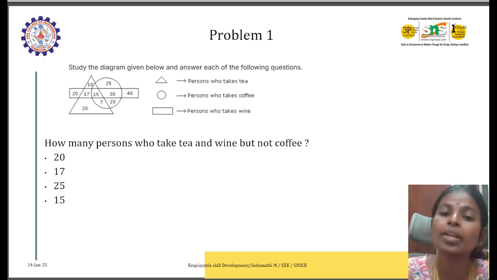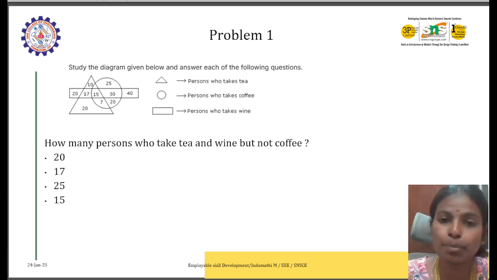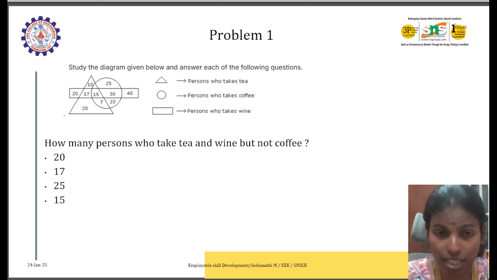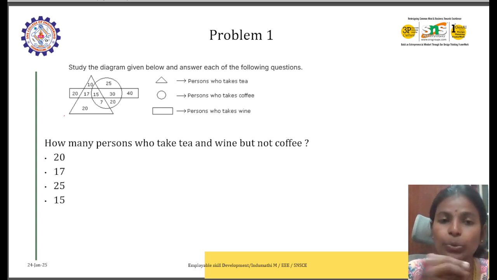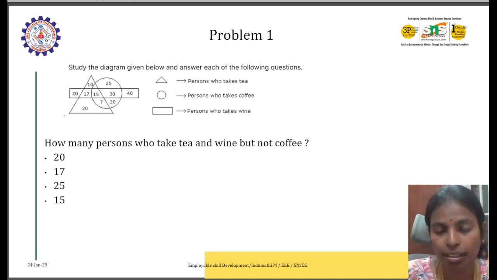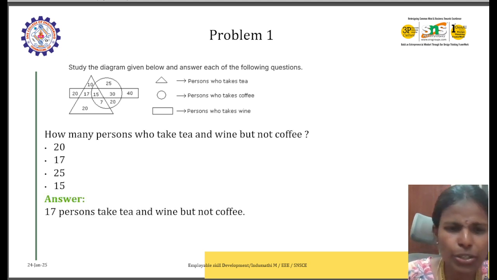The question here is: how many persons take tea and wine but not coffee? How many persons will take both tea and wine, but not coffee? What is the symbolic representation of coffee? That is the circle. Tea is the triangle and wine is the rectangle. You should not include the elements in this circle. It should be common to tea and wine, but should not be included in coffee. So the circle should not be included, but the number should be between the triangle and the rectangle. So your answer will be 17.